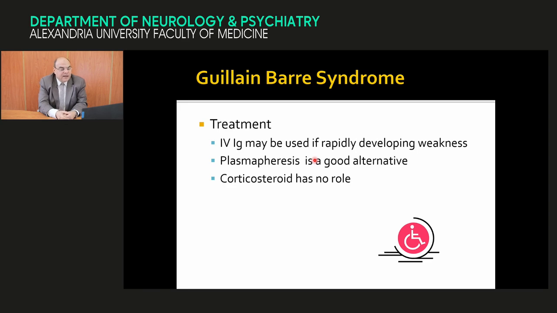Mild cases should be managed conservatively. Mild cases means patients who can walk without assistance. These should be managed conservatively with careful watching and follow-up. Moderate to severe cases, once they start to need assistance, should be treated with either plasma exchange or IVIG, and there is no role for corticosteroids in the treatment of Guillain-Barré syndrome.